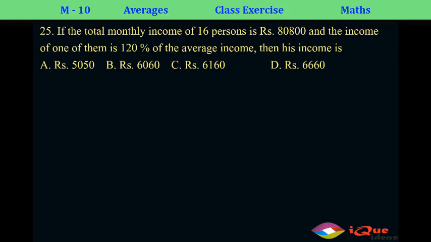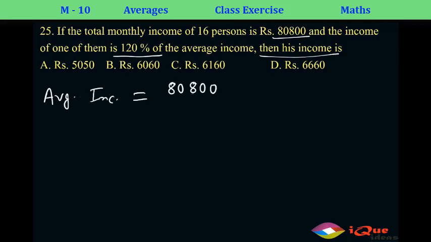Now the next one. It says the total monthly income of 16 persons is 80,800 and the income of one of them is 120% of the average income. Find his income. So basically first we need to find the average. What is the average income? Average income will be equal to 80,800 divided by 16. Now 16 cancels 5050 times, so it is 5050 rupees. This is the average income, right?